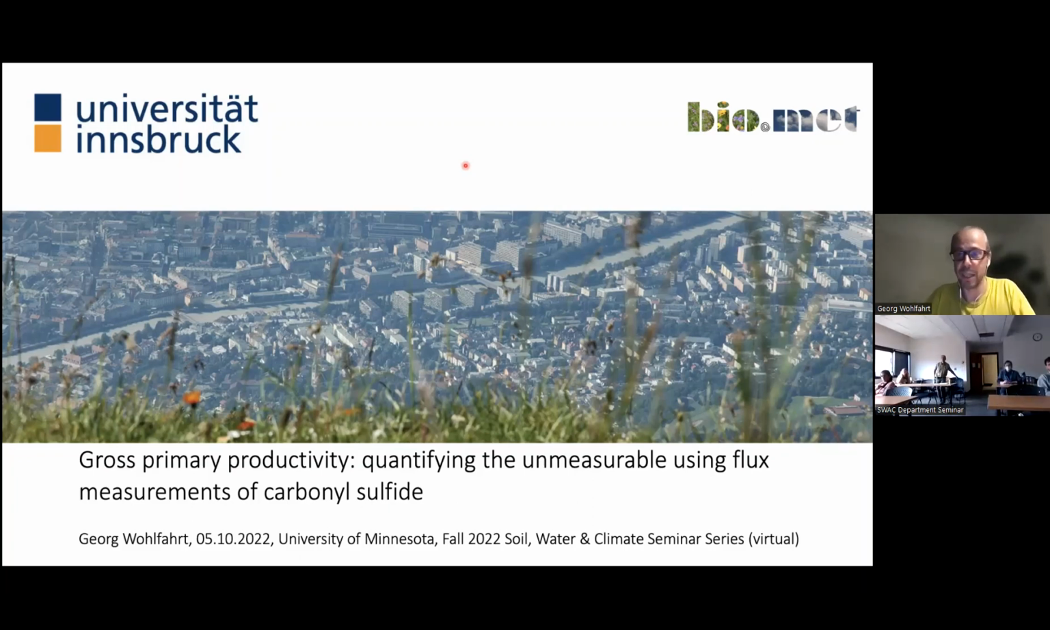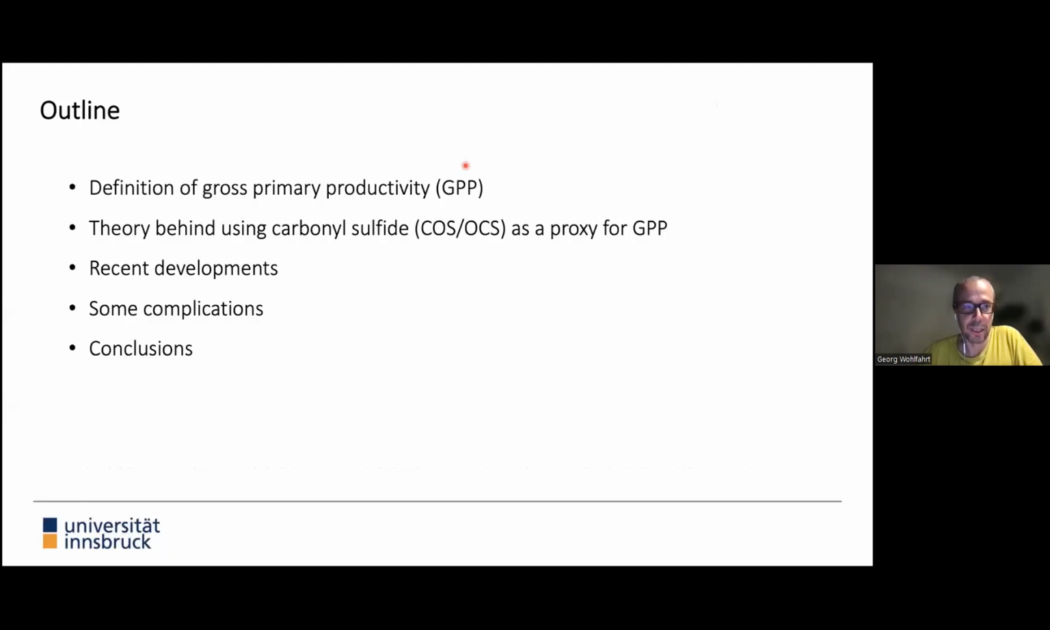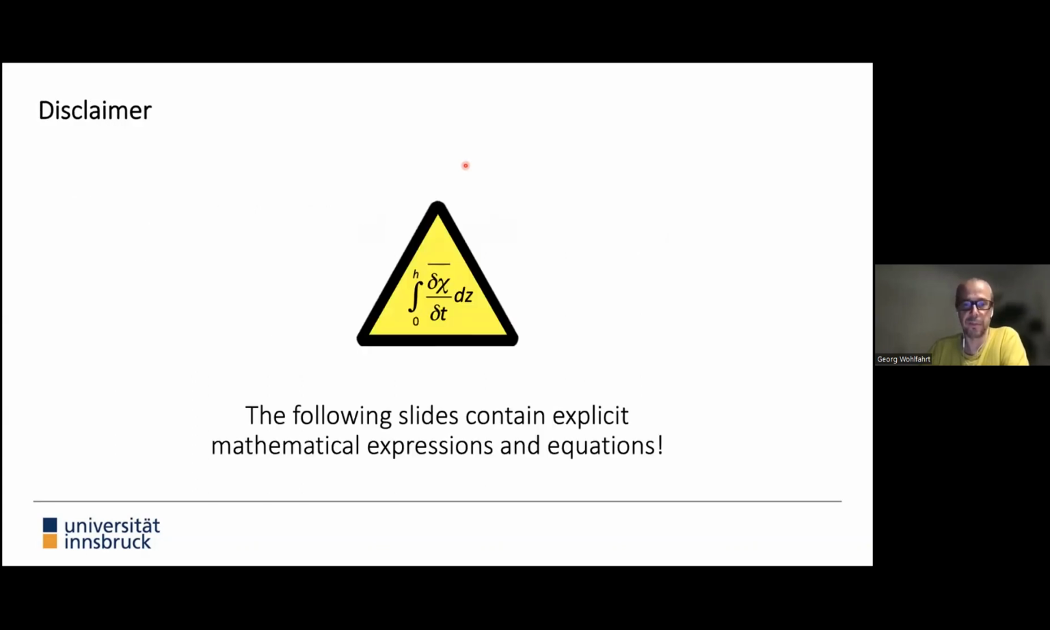So it's a pleasure to talk today about my favorite trace gas, and that's carbonyl sulfide. The talk will be structured like this. We start off with a definition of gross primary productivity, because that's important in the following, so that we're all on the same page. Then I will dwell a bit on the theory behind the idea to use carbonyl sulfide, and I'll abbreviate it as COS. Some people like to say OCS, as a proxy for GPP. Then I will present some recent developments, some complications associated with COS, and finally wrap up with the conclusions.